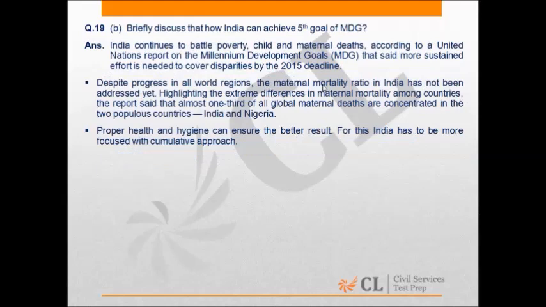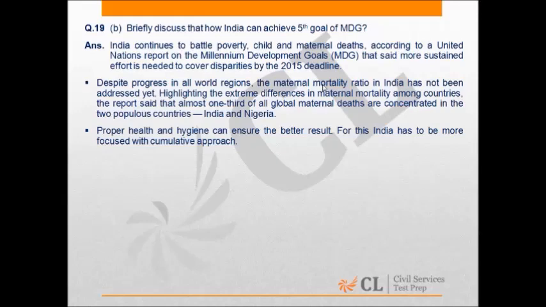Briefly discuss how India can achieve the fifth goal of MDG, Millennium Development Goals. There are 8 goals and the deadline to meet the goals is the year 2015. The fifth goal is to reduce the mortality rate, the infant mortality rate and the maternal mortality rate.